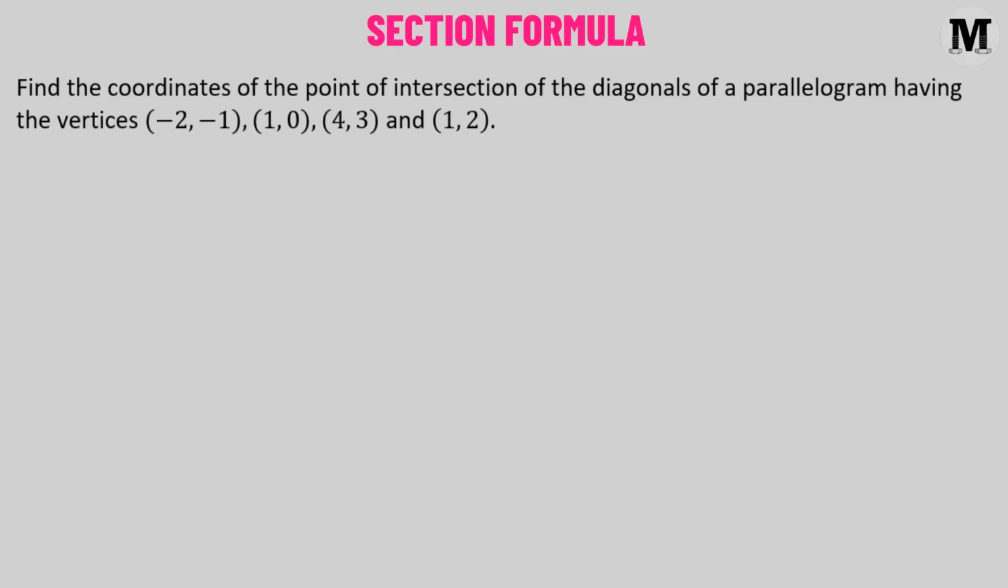We need to determine the coordinates of the point of intersection of the diagonals of a parallelogram having the vertices (-2, -1), (1, 0), (4, 3), and (1, 2).